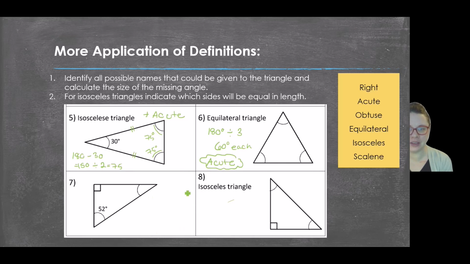And then 7, we look at 7 here. Got 2 different screens on the go on my computer, which is a little tricky to see. So here we have our 90 degrees. So this means we have a right triangle. So with 90, we want to find out what's the missing angle. So 180 minus 90 minus 52 leaves us with 38 degrees. You could also label it a scalene if you wanted to. I won't take the time to write it in.